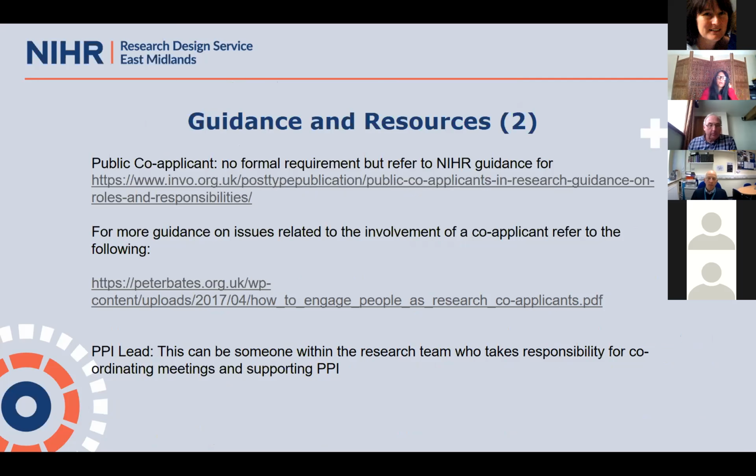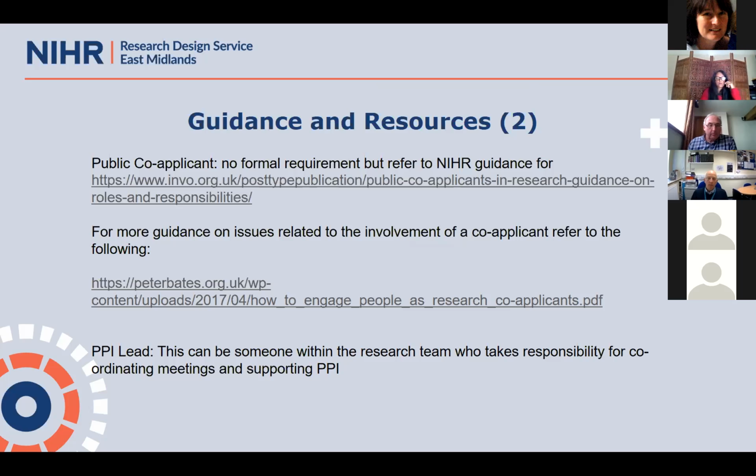So people often ask about, do we need a public co-applicant? Well, there's no formal requirement. But again, refer to the NIHR guidance on public co-applicants. And one of the things that we do stress is that please be very clear and have clarity about the role and the responsibilities of the public co-applicant before you submit your application, because you'll be required to provide a description of the kind of activities and their role that they will undertake.